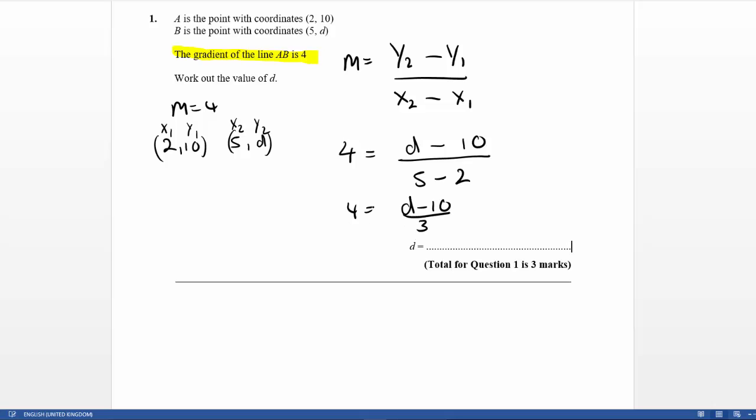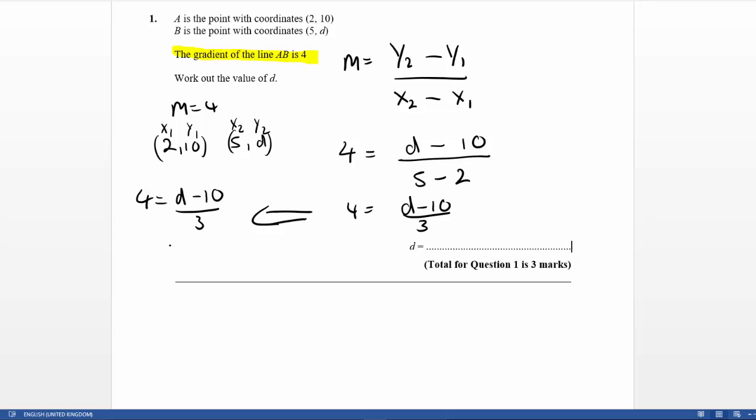Okay, so that's an incomplete answer. So we're going to try and finish that off now. Okay, I'm just going to draw an arrow over here. Okay, and I'm going to do 4 is equal to D minus 10 over 3. What can I do to get rid of the fraction? Because we need to get D on its own, don't we? Go ahead.